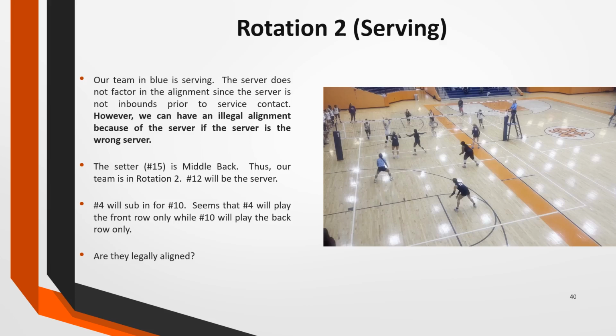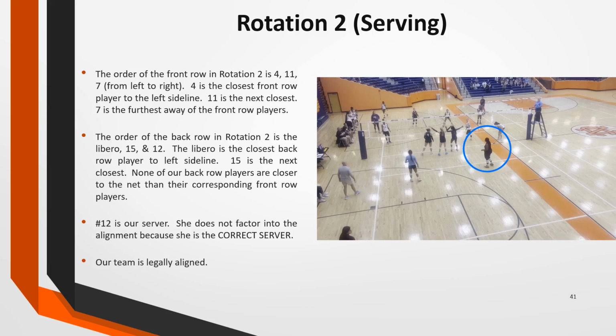We know in rotation 2, our setter is the middle back. And in this particular play in rotation, 12 is our server. Are they legally aligned? So our front row order in rotation 2 is 4, who just came into the match, 11, 7. 4 is obviously the closest front row player, as we can see in the image. 11 is the next closest player. And 7, who is the libero's opposite, is the furthest away of the front row players with respect to the left sideline. We're good with our front row players and the left sideline.